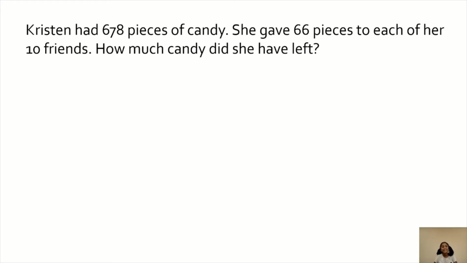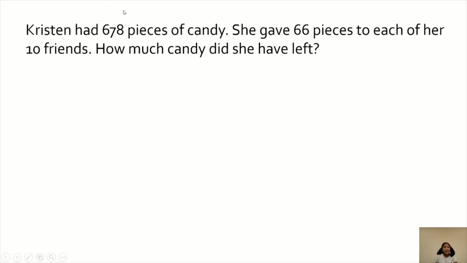Kristen had 678 pieces of candy. That's a lot of candy. I bet she just went trick-or-treating. She gave 66 pieces to each of her 10 friends. How much candy did she have left?